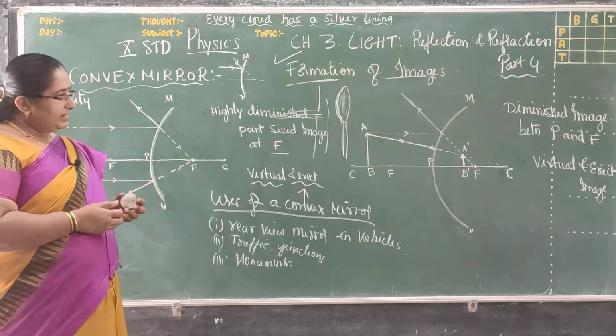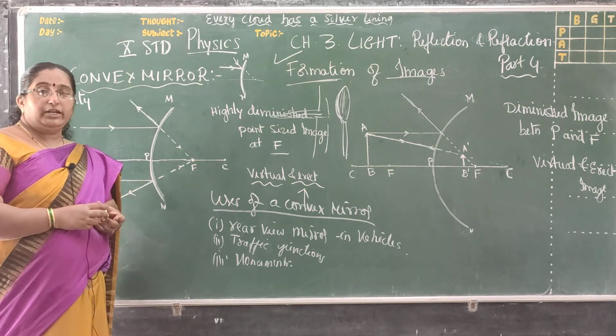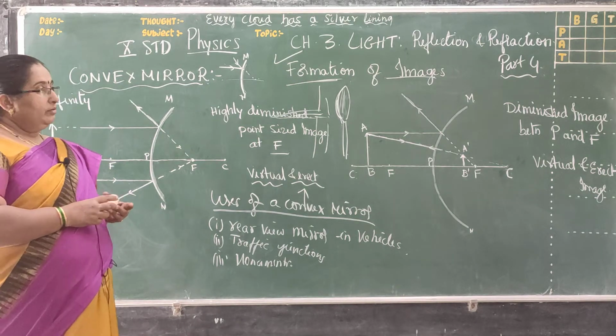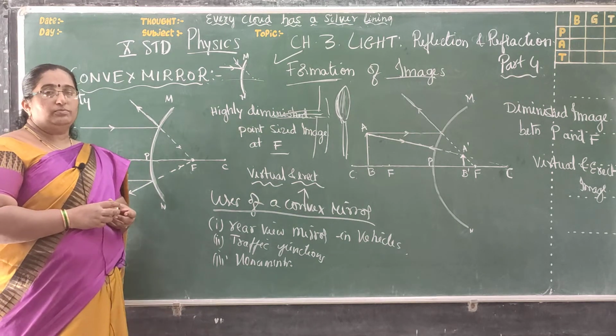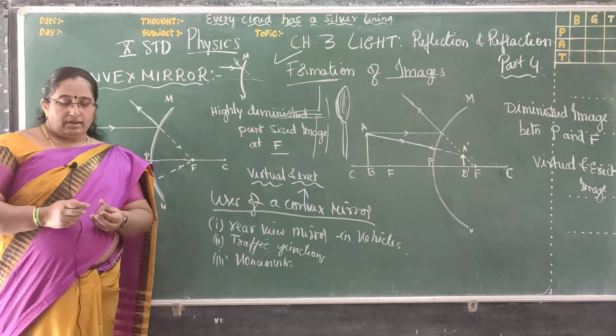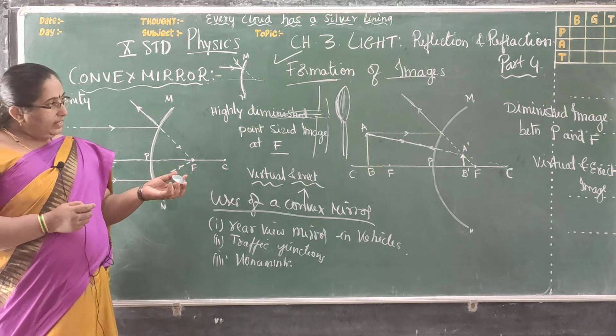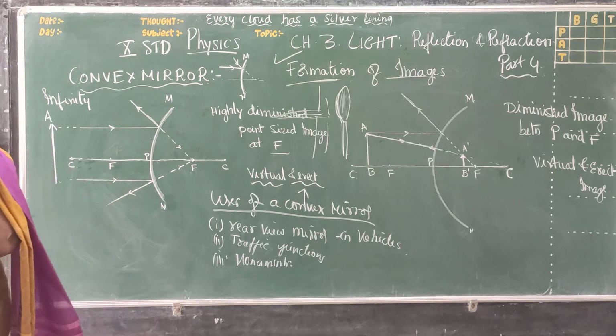So these are the uses and the description regarding the formation of image in a convex mirror. Now let us further study the sign convention that should be followed while using this convex mirror or calculating the image distance, object distance and focal length. So the sign convention is studied and the mirror formula is discussed.